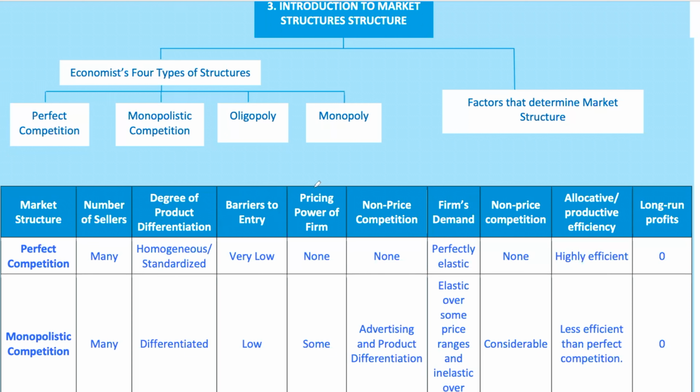Another factor is a firm's pricing power, which refers to its ability to set prices higher than the minimum cost required to produce a product. Finally, non-price competition, like advertising and branding, is a way for firms to influence consumer choice without directly changing prices. These concepts help us calculate break-even and shutdown points and understand how firms make pricing and output decisions.